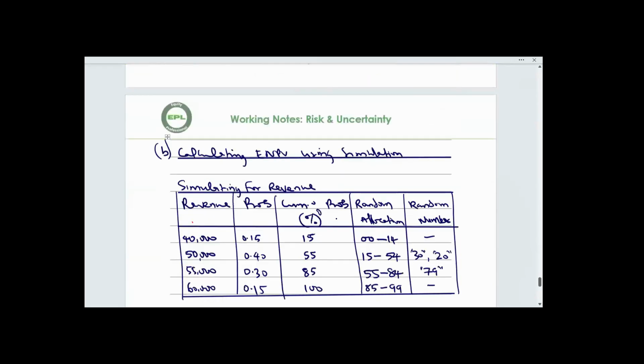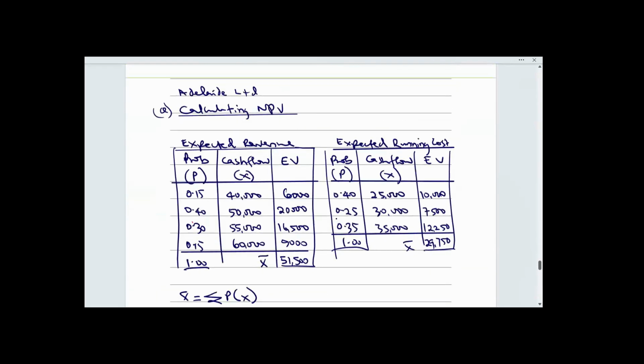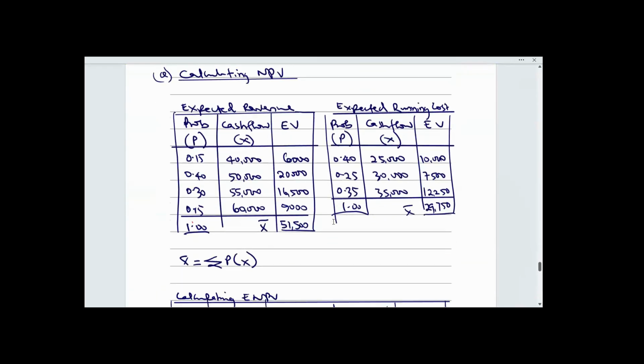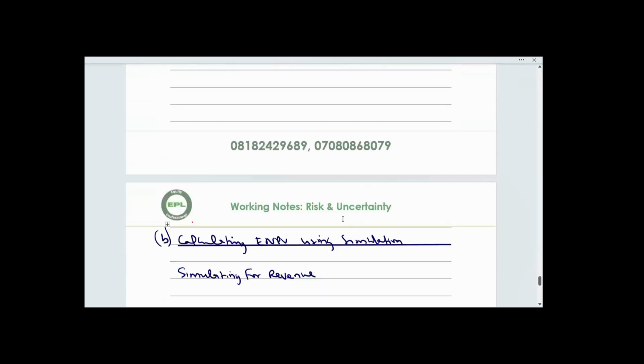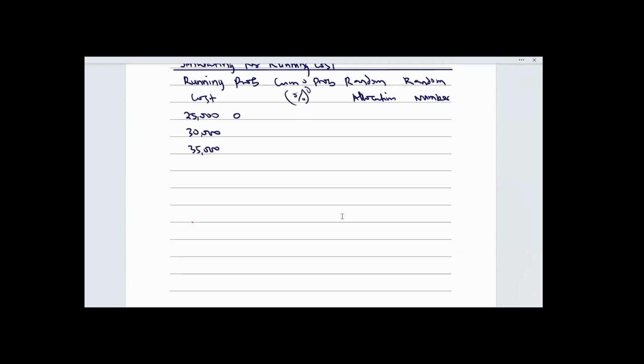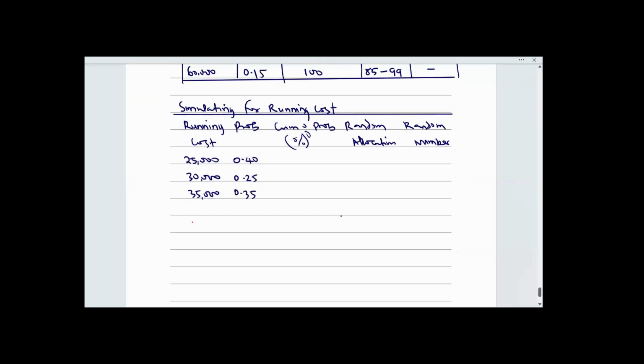The probability of the running costs is 0.4, 0.25, 0.35. To now get the cumulative of probability, the first probability is 40%, plus 25 is 65, plus 35 is 100.